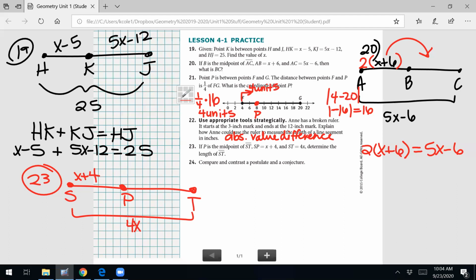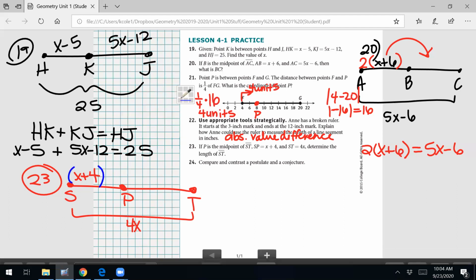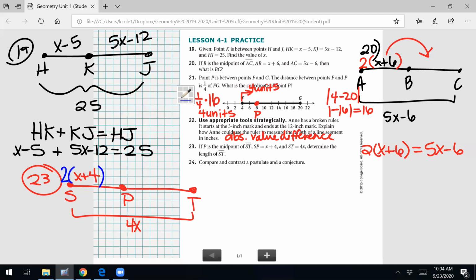So again, how am I going to solve this problem? That's right. You got to double that X plus 4. So we've got 2 times X plus 4 because that's the smaller piece, and then set it equal to 4X. For this one, you're going to solve for X, which does anybody know what X is? It's 4. Okay, so X equals 4. So you'll work it out, solve, solve, solve, X equals 4. But that's not the answer. How do you get the answer?